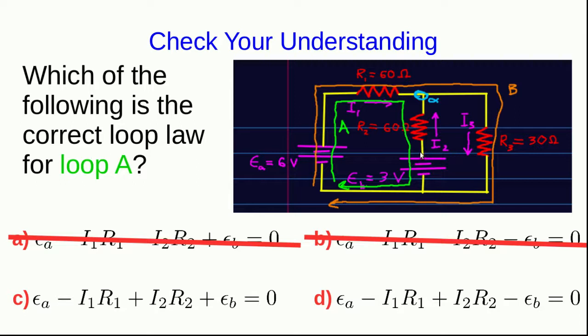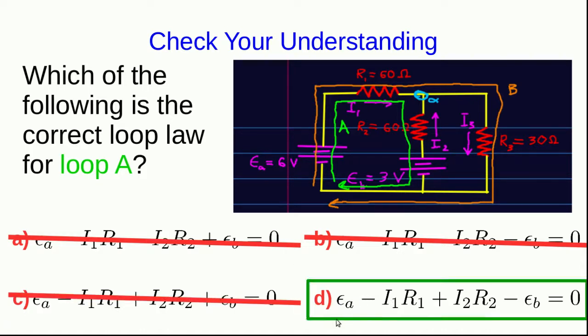Then we reach this battery and we're starting at the positive terminal and going to the negative terminal, and so we must be walking downhill. We're walking along a ski lift, but we're walking from the high end to the low end. And so this one that shows a rise through epsilon b is also wrong. And so we're left with D as the correct one.